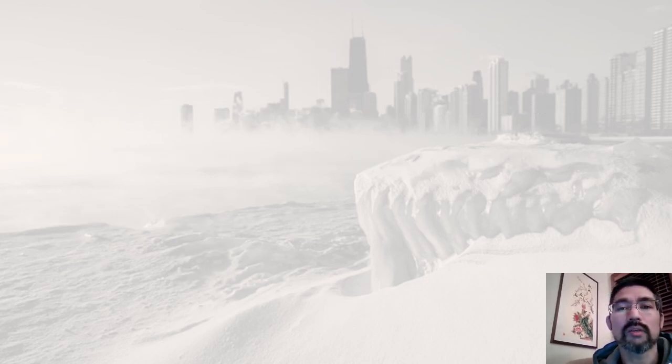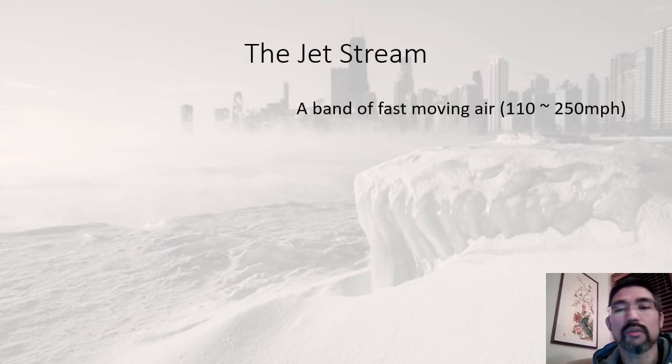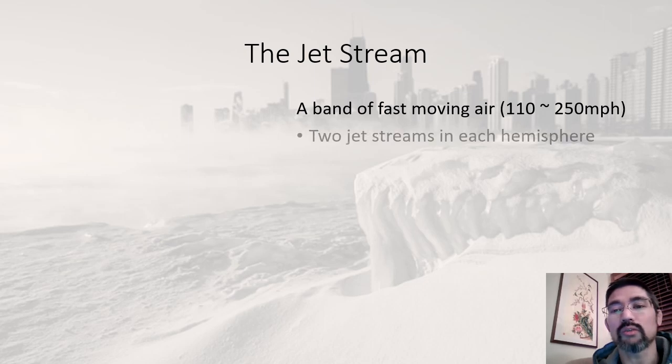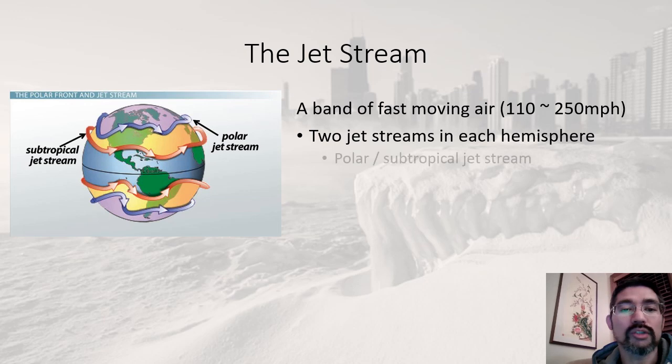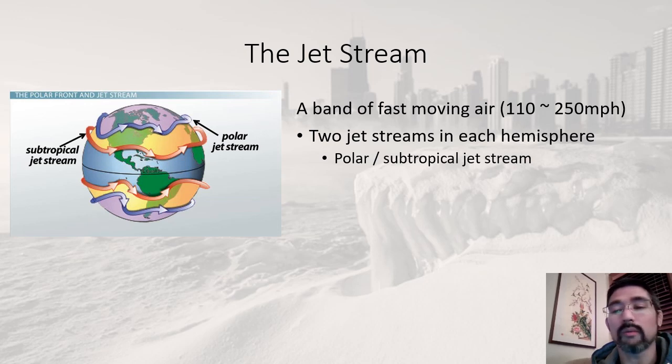So let's get into what the jet stream is. The jet stream itself is a band of fast-moving air. It's located in the upper atmosphere and it travels between 110 and 250 miles per hour. There are actually 2 jet streams in each hemisphere. So we have the polar jet stream and the subtropical jet stream. The jet stream that we are going to be influenced by here in Minnesota is almost always going to be the polar jet stream.